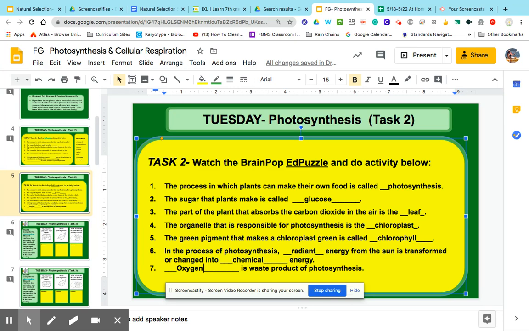Okay. So the key to all of this is remember that plants take in carbon dioxide and water, they need sun, and they convert that into photosynthesis. And one of the happy waste products or leftovers of that is oxygen, which is really, really important to us.